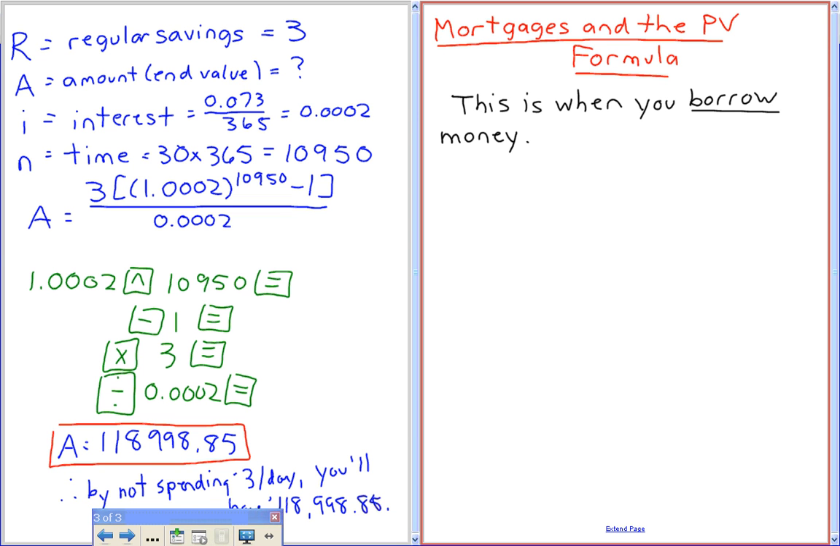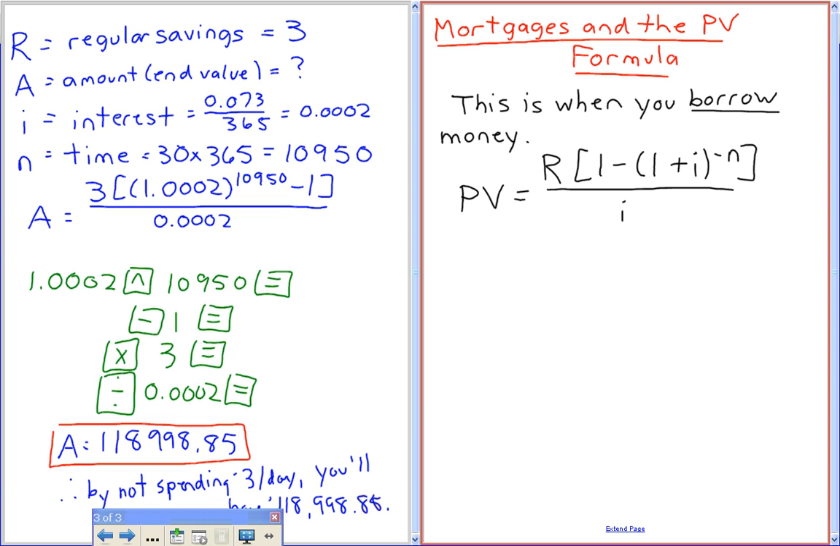So this equation is for you. The equation is this: PV equals R times (1 minus (1 plus i) to the negative n), all over i.